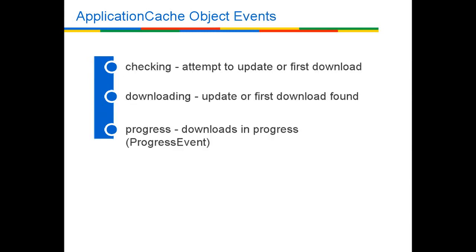You can also set event listeners on this object and get some interesting status updates about what's going on. There's checking, which is again fetching the manifest for the first time or to see if there's a new update. There's downloading, which is fetching all the resources listed in that manifest. There's also some progress events that you can get as those downloads progress. So you could potentially even have a loading bar to tell people when they're ready to go offline.